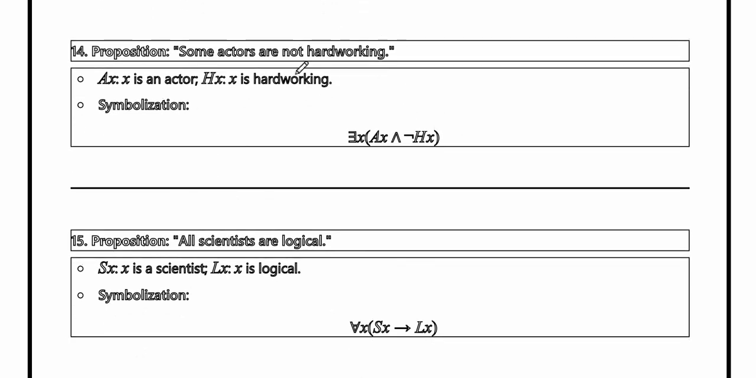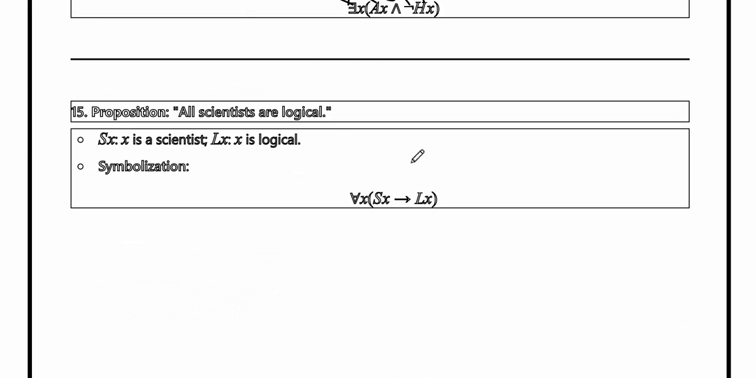Some actors are not hardworking. Not hardworking means negation symbol. Hardworking actors. Some means existential. Existential means we have to use the conjunction symbol. Last, all scientists are logical. All means universal quantifier. Scientist is Sx, logical is Lx. Since it is universal, we will use the imply symbol.